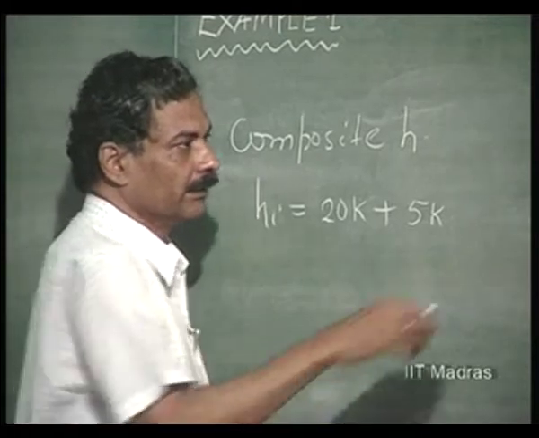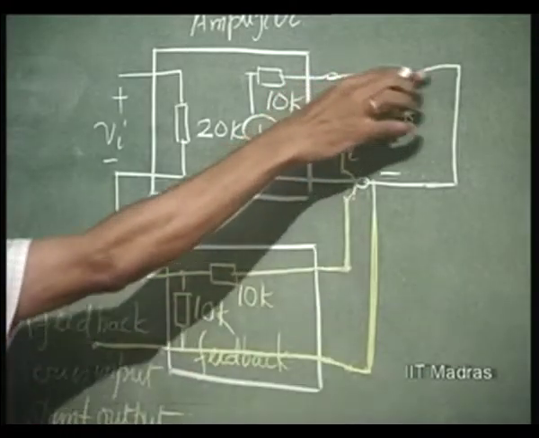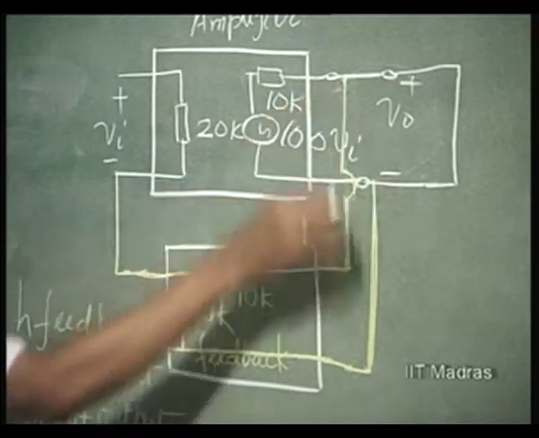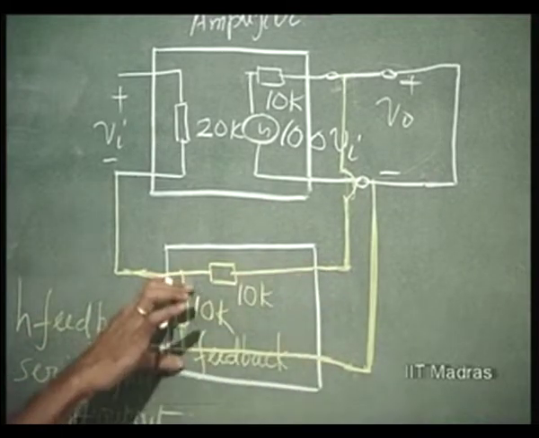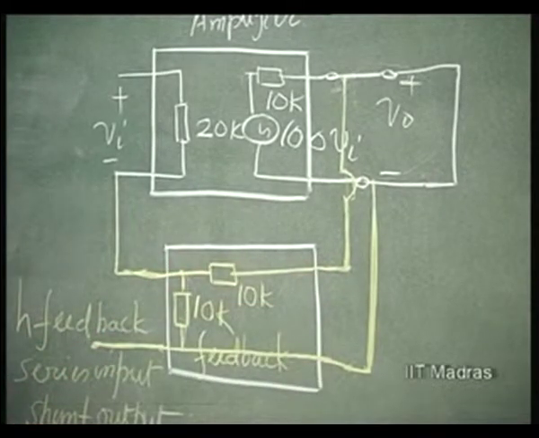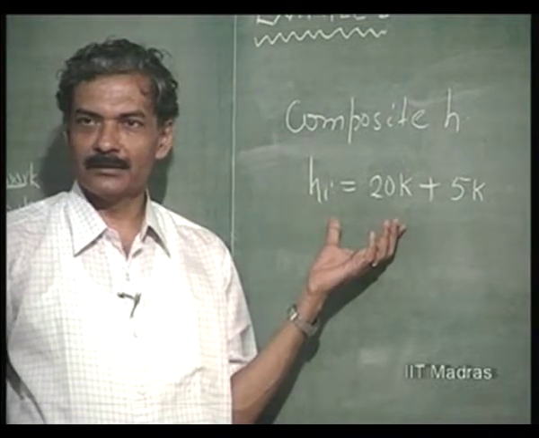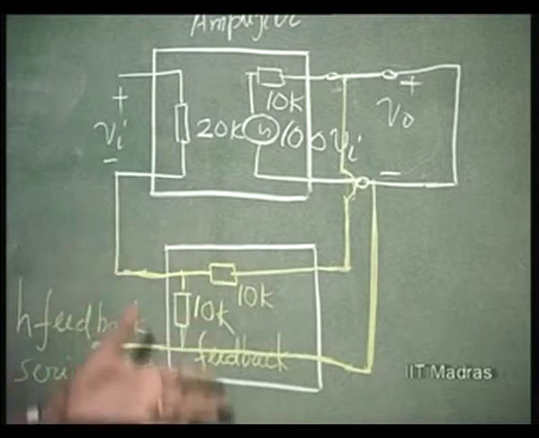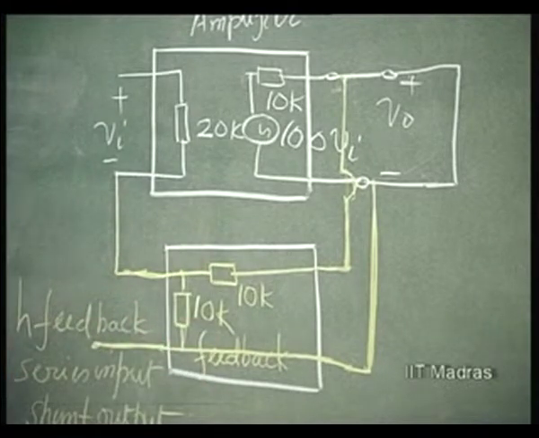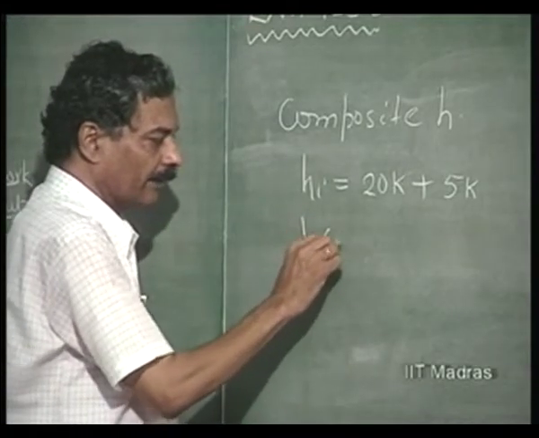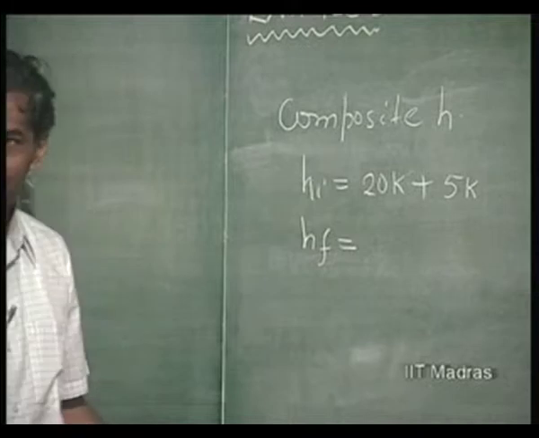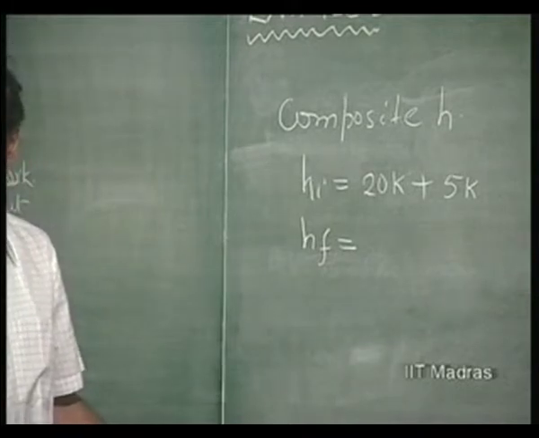Is this clear? This has been shorted because the output is shorted, and the output is common to both. So 10K comes in parallel with 10K. It is so easy to evaluate the composite H parameter, because these two things come separately. Then what else can be evaluated? HF can be evaluated, because it is again a short circuit parameter.